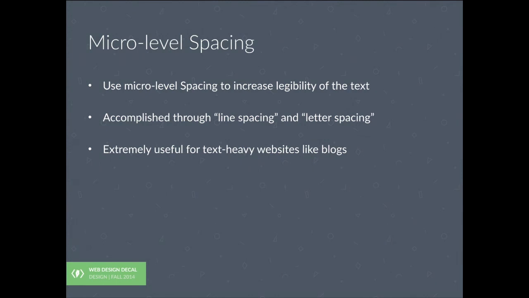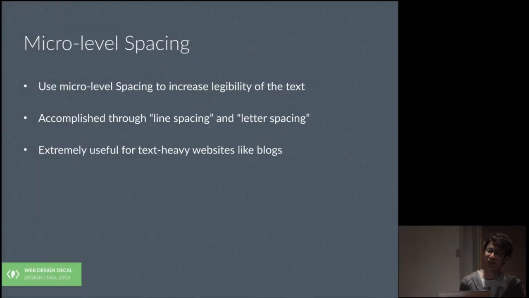So another type of spacing is micro-level spacing. It's used to increase the legibility of the text. Whereas macro-level spacing is all about the box model and giving the surrounding box more room to breathe, micro-level is all about the text, how to increase its legibility. And we do it through line height, line spacing, and letter spacing. Today we're going to only cover line spacing.